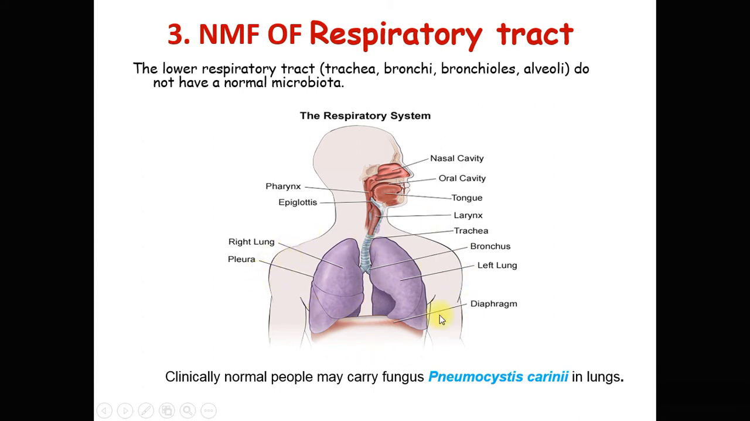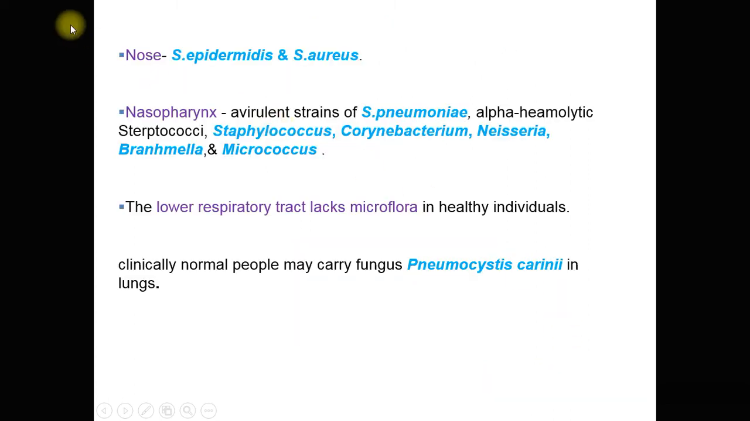Usually the lower tract, which consists of the trachea and the lungs, does not have an NMF. But some individuals who are normal still have the fungus Pneumocystis carinii in their lungs. In the case of the upper respiratory tract, we can divide it into the nose and nasopharynx. The nose has flora consisting of Staphylococcus epidermidis and Staphylococcus aureus.